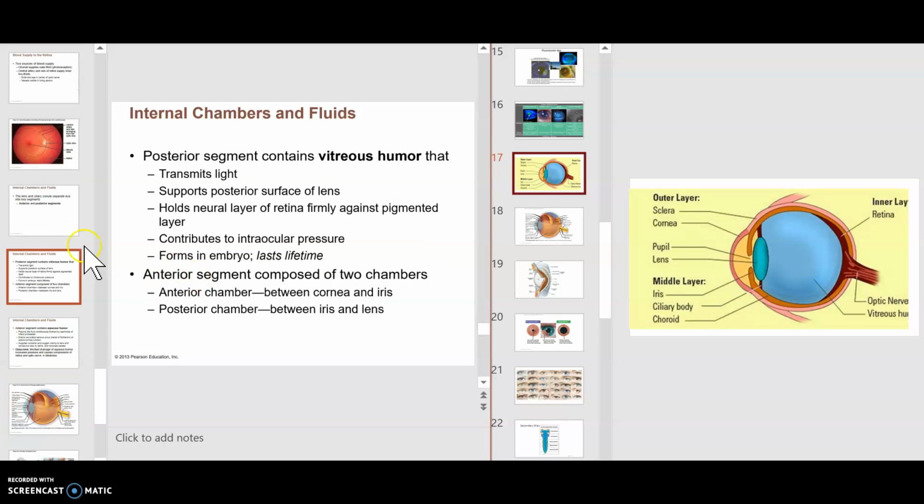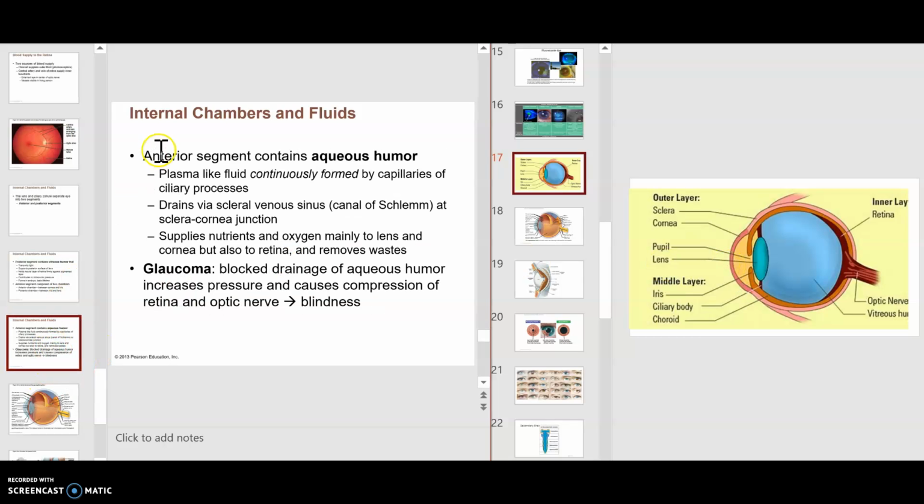The anterior segment, though, go back, I apologize. The anterior segment is composed of two chambers: an anterior chamber between the cornea and the iris, and a posterior chamber between the iris and the lens. And that's all in this anterior segment here. The anterior segment contains this fluid called the aqueous humor. It's a plasma-like fluid continuously formed by the capillaries of the ciliary process.